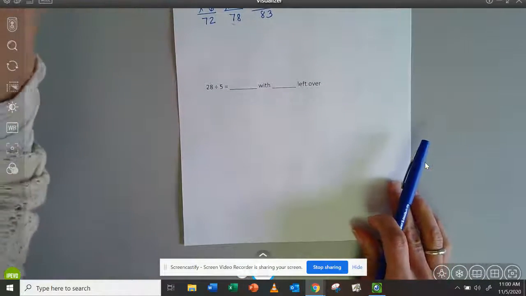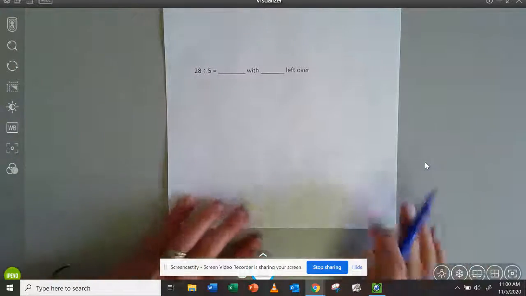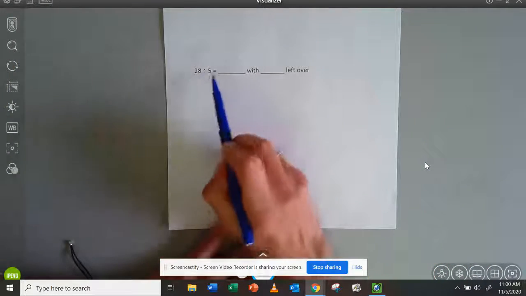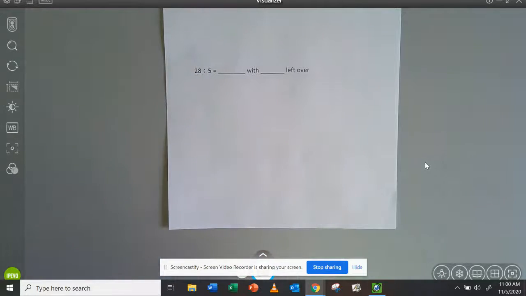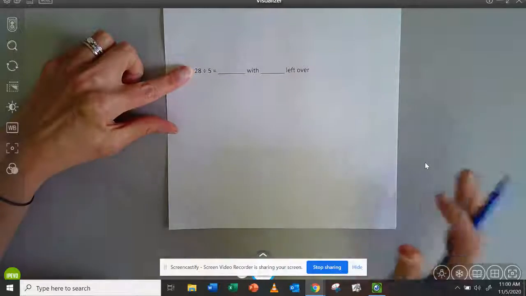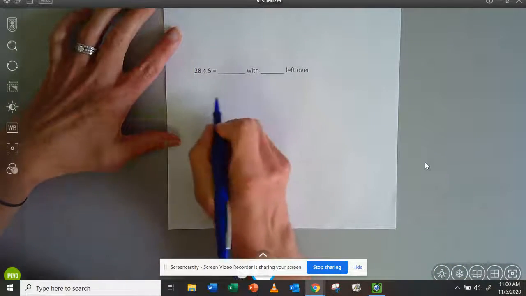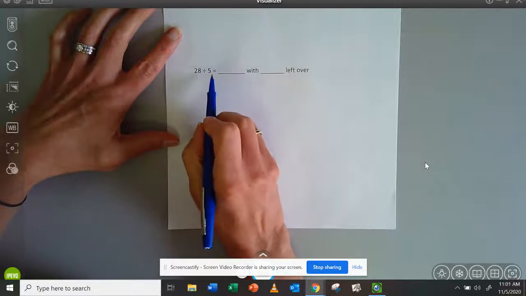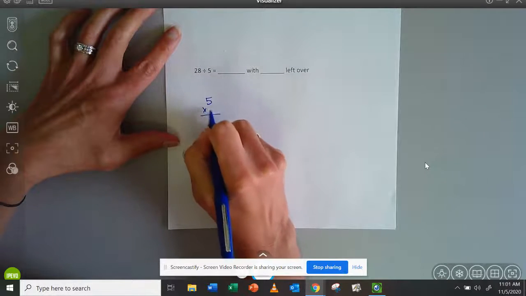28 divided by 5. So in this one, I am going to say to myself, how close can I get to 28 in groups of 5 without going over? So I want to take 5, and I'm going to use my knowledge of my facts and get as close as I can to 28 by multiplying without going over. Groups of 5. So if I know in my head that 5 times 4 is 20. So let's start there. 5 times 4.